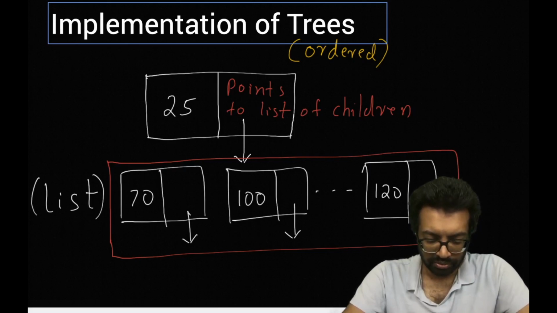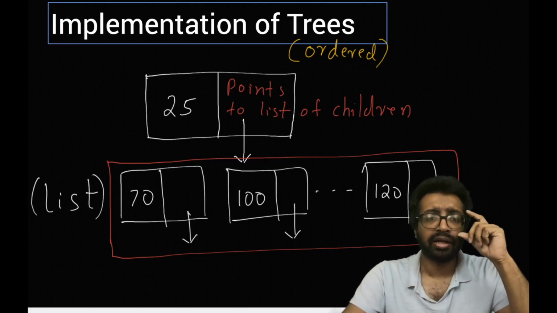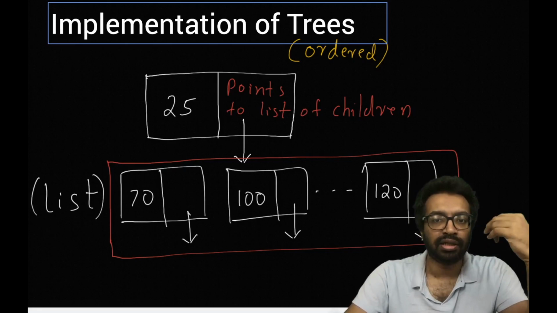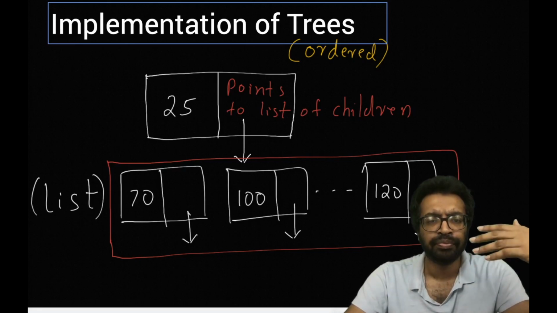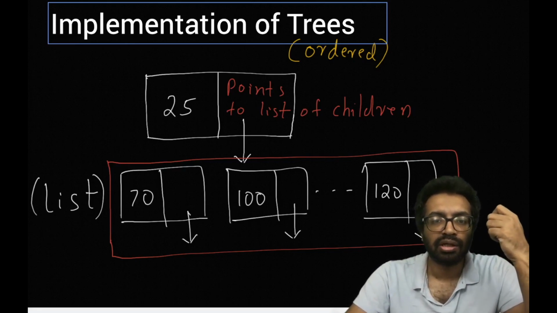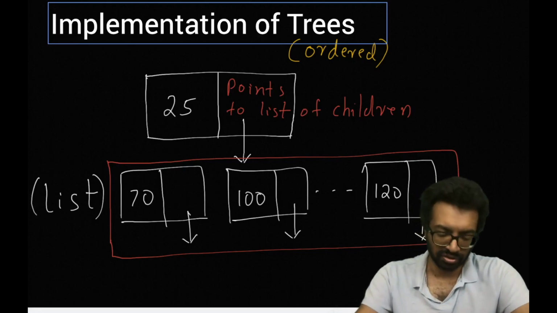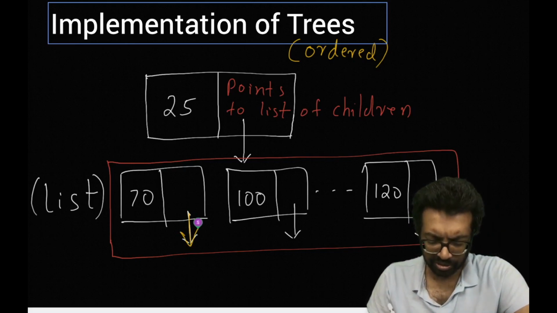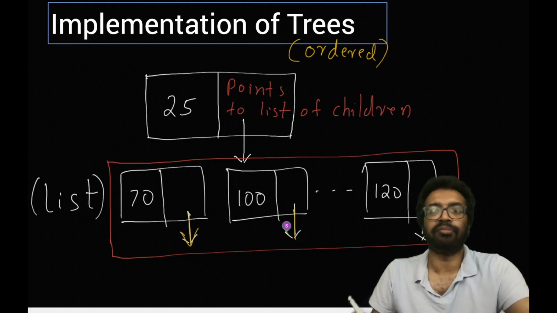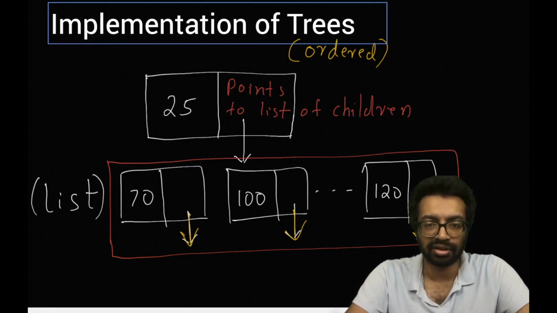Now, as we said, we have a list of children, and again each child also has two parts. One, the integer, the value in the vertex, and second, the pointer to a list of its children. So 70 points to a list of its children, 100 points to a list of its children, and the pointer beside 120 points to a list of its children. Is it clear? This is one way to represent trees, and in fact here it's ordered trees.